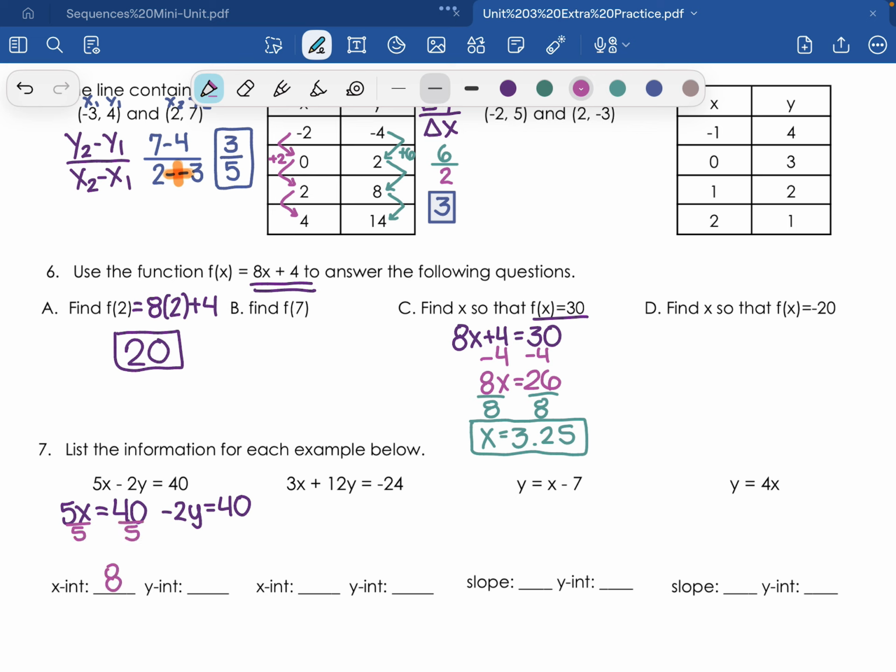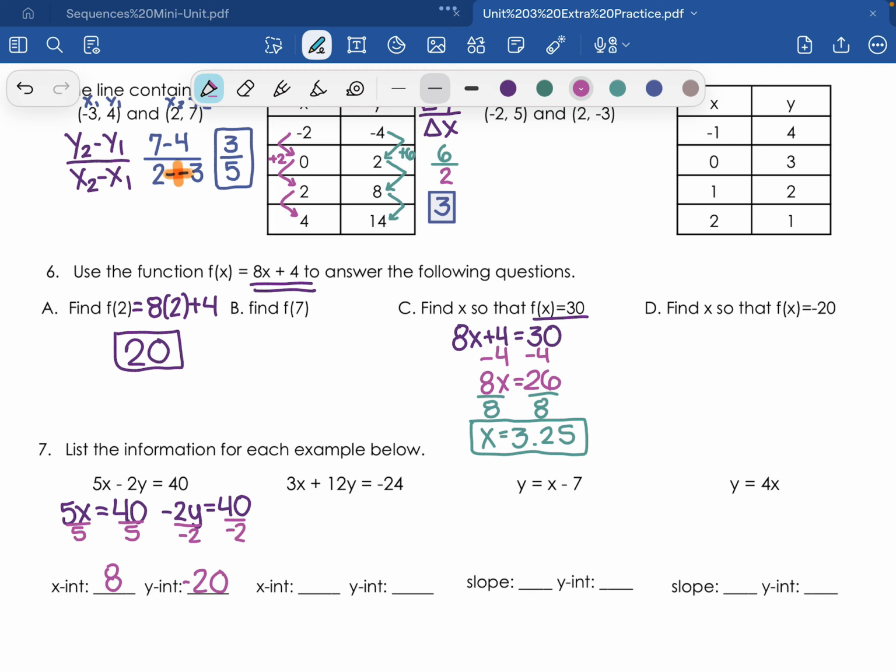40 divided by negative 2 would be negative 20, so our y-intercept is negative 20. That's it. Now, if I was trying to graph that, I would put a point at 8 on the x-axis, negative 20 on the y-axis, and connect them. You're going to try the second one here in just a second. Move on to the third one.